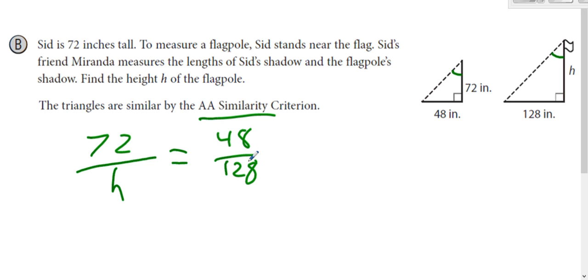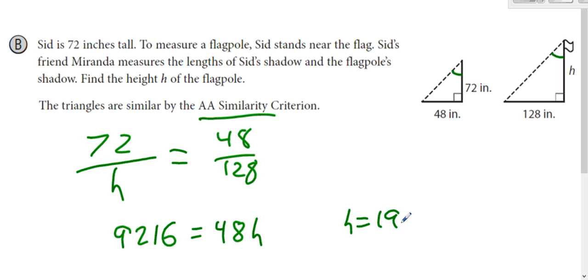Then you cross multiply. So 72 times 128 is 9,216. And then divide by 48, you get 192. And the problem's all in inches, so that's 192 inches for the flagpole. If you wanted to, you could actually convert that to feet by dividing by 12. It would be 16 feet, which sounds about right.